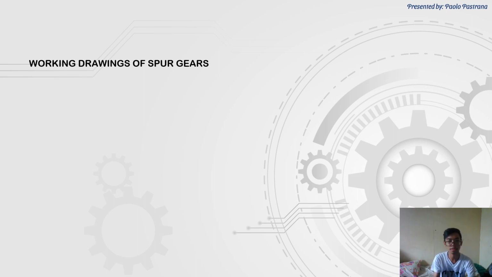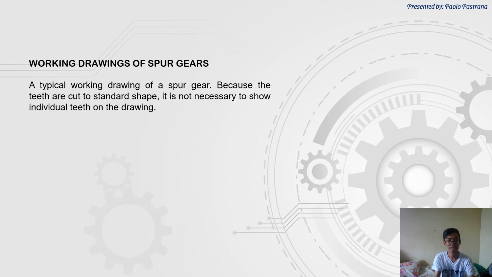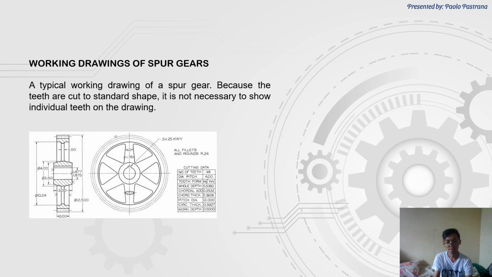Working drawings of spur gears. In a typical working drawing of a spur gear, because the teeth are cut to standard shape, it is not necessary to show individual teeth on the drawing. The drawing actually shows only a gear blank, a gear complete except for teeth.